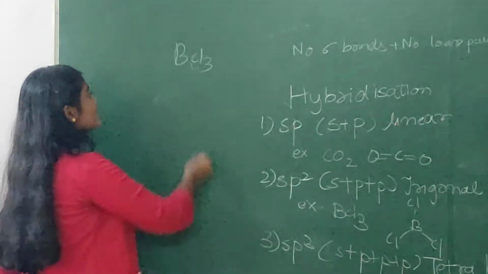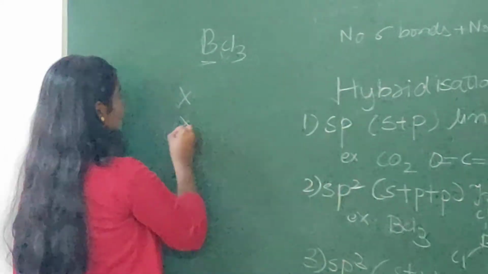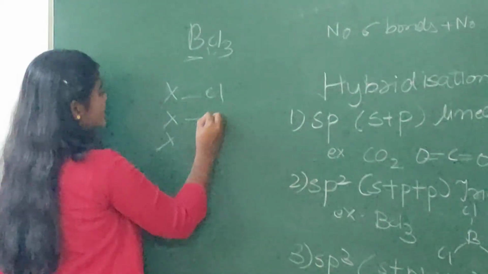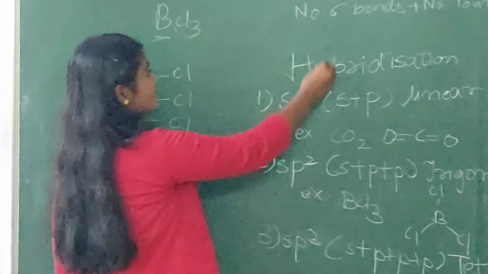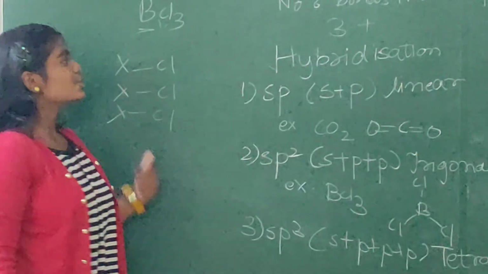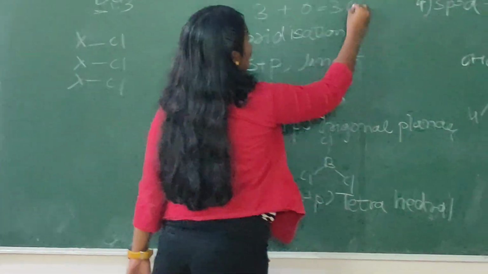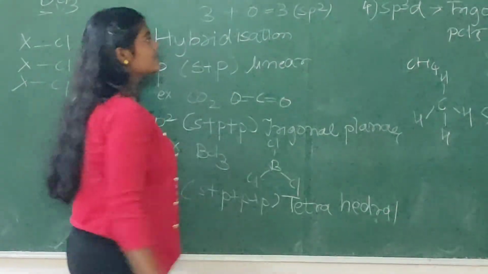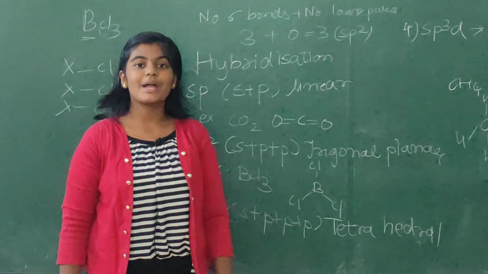Our central atom is boron, and the group number of boron is 3. We have 3 chlorines attached with it. Here the number of sigma bonds is 3, and there are no lone pairs, so we take 0. That equals 3, and we have sp2 hybridization, because s and 2p equals 3. So that's why we have sp2 hybridization.